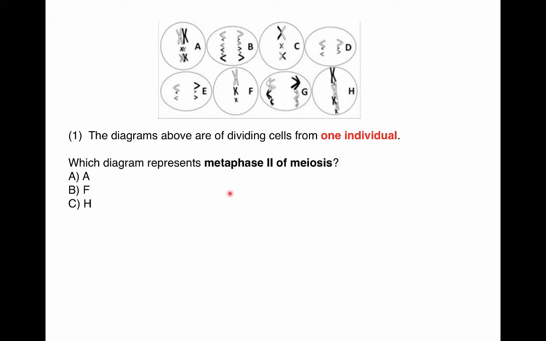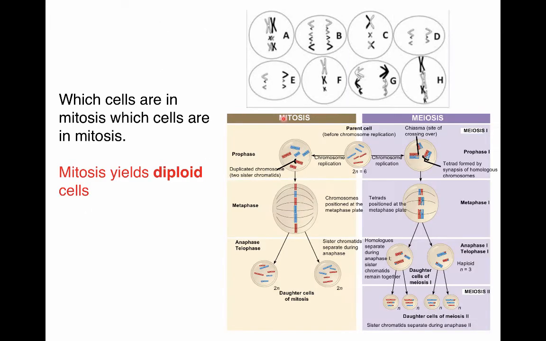But before we jump into that question, let's just analyze this figure. This is a good way to approach these types of problems: go ahead and figure out what all these diagrams are, and then answering the other questions becomes easy. So the first thing that we want to figure out is which cells are mitosis and which cells are meiosis. We know that the process of mitosis is always going to yield diploid cells. So here we're comparing mitosis and meiosis.